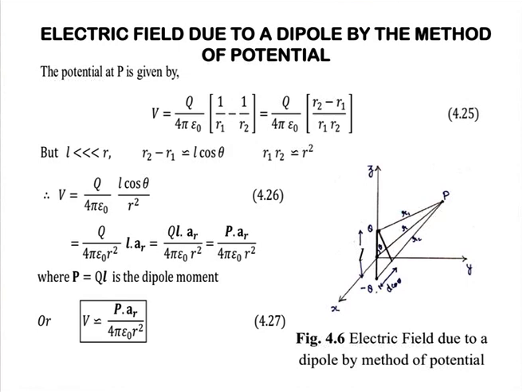The potential at P is given by V is equal to Q upon 4 pi epsilon naught into 1 by R1 minus 1 by R2, which is equal to Q upon 4 pi epsilon naught into R2 minus R1 upon R1 R2. But since L is much less than R, therefore R2 minus R1 is approximately equal to L cos theta and R1 R2 is approximated as R square. Therefore, V becomes equal to Q upon 4 pi epsilon naught into L cos theta upon R square, which can further be simplified as V is approximately equal to P dot AR upon 4 pi epsilon naught R square.